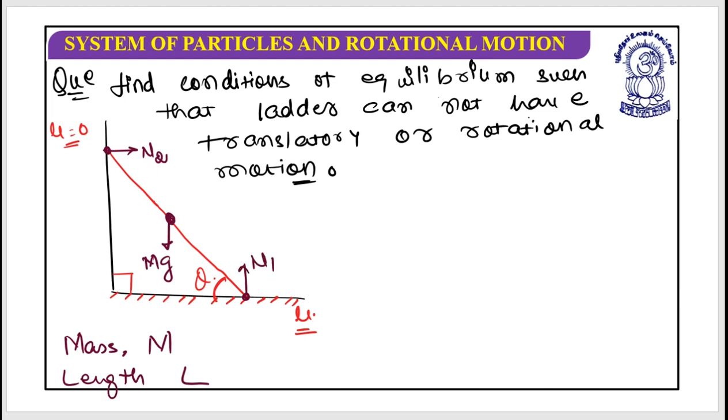If the ladder is trying to move in the positive x direction, I need to apply a friction in this direction. So this is friction. I hope this is clear.